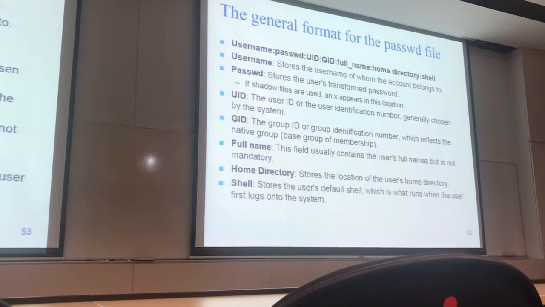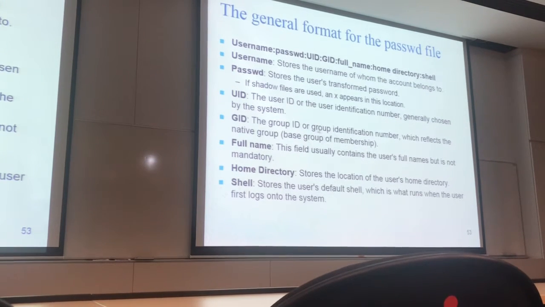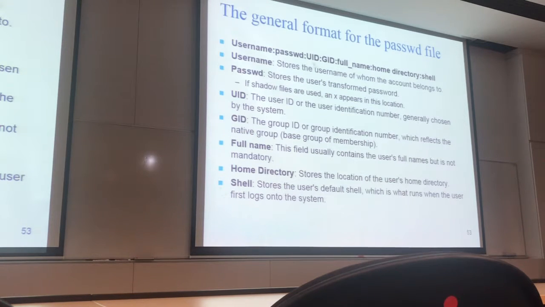Here are some explanations about the items. We will study some of them again in access control, for example the user ID, group ID, and so on, because these are related to access control. But for now, you just look at the username and password. Later we will look at some other items when we study access control.